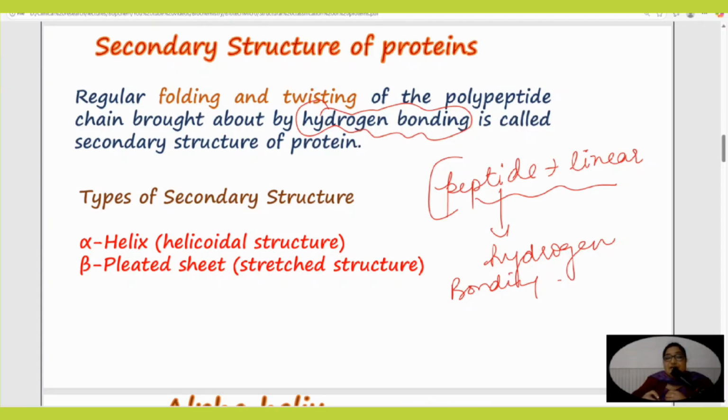So the secondary structure of proteins is held by two kinds of bonds. One is the peptide bond and another one is the hydrogen bonding. Why is hydrogen bonding so prominent? Because the two chains are coming in close contact with each other due to the folding and twisting.